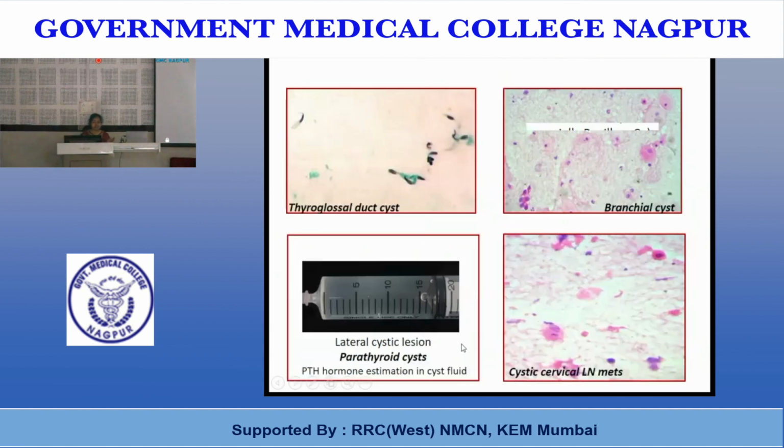Now the differentials would obviously include a thyroglossal cyst, in which you will get ciliated columnar cells and squamous cells. It can be a branchial cyst, in which you will get squamous cells and debris in the background, and it is more laterally placed. If it is a lateral cystic lesion and you empty out clear water-like fluid, then always advise estimation of the parathormone, because it could be a parathyroid cyst. And don't forget your cystic cervical lymph node metastasis.